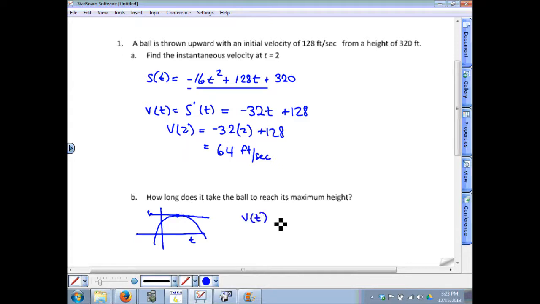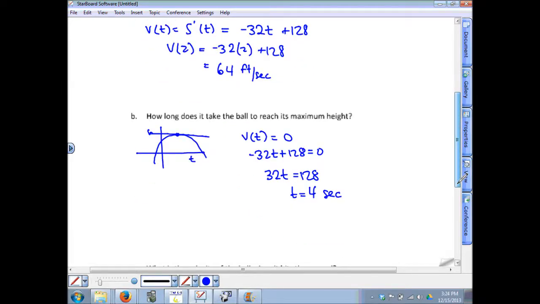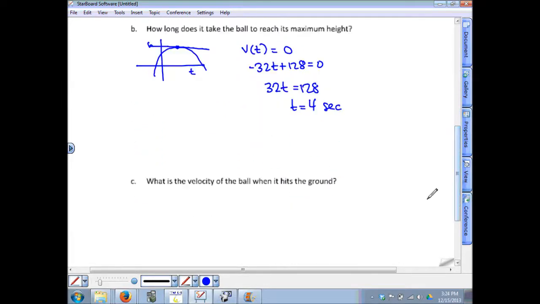So we take the velocity function v of t and find out when it is equal to 0. So negative 32t plus 128 is equal to 0. If you add 32t to both sides, you get 32t equals 128. So t is equal to 4 seconds. So it takes 4 seconds for the ball to reach its maximum height.